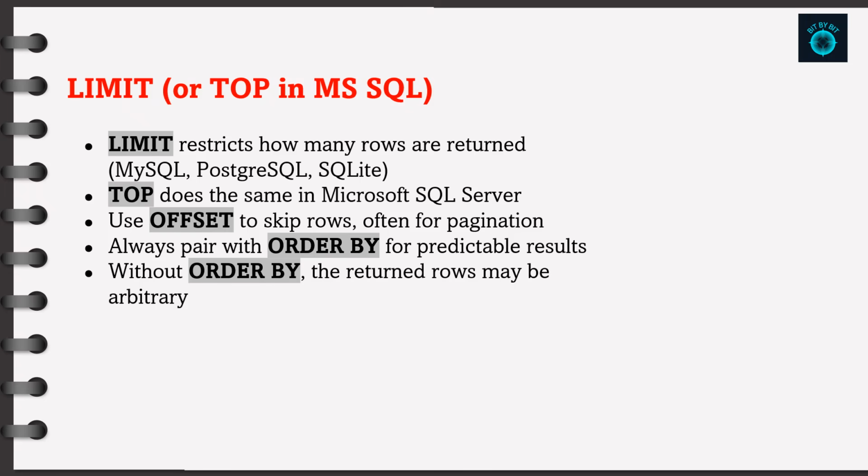Always use ORDER BY before LIMIT or TOP to make the result predictable. If you omit ORDER BY, the database can return rows in any order. When you need the top n items, sort first and then limit the result.